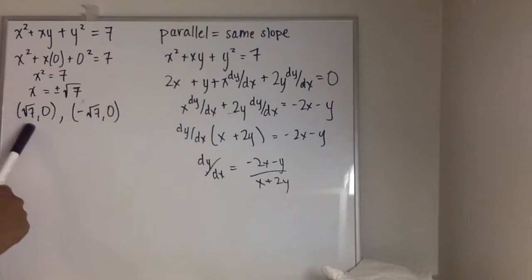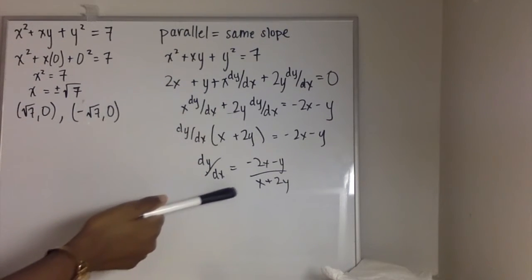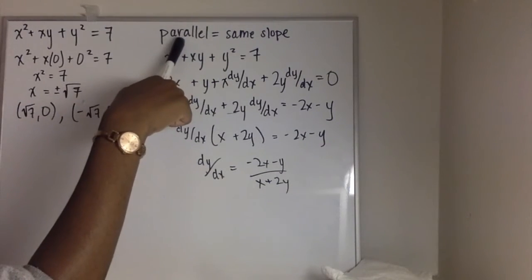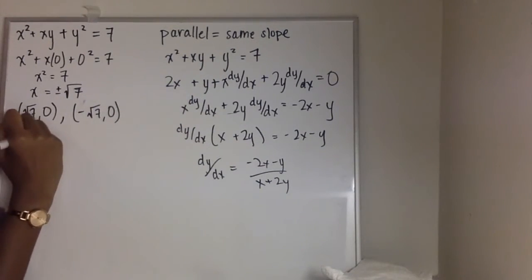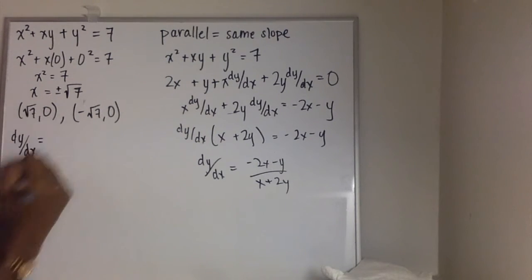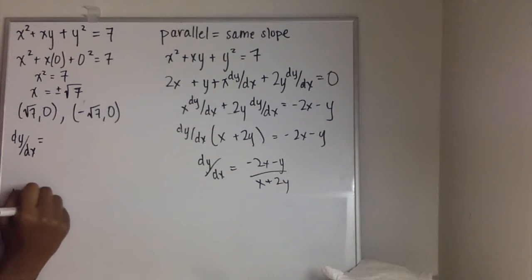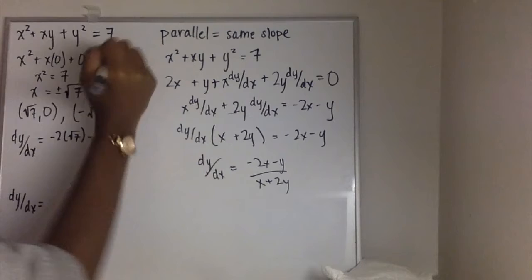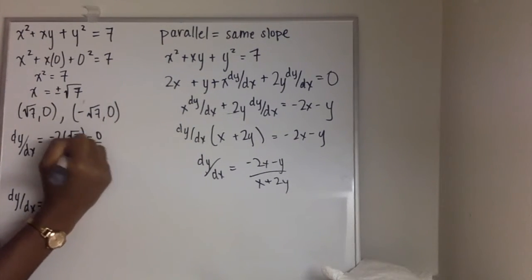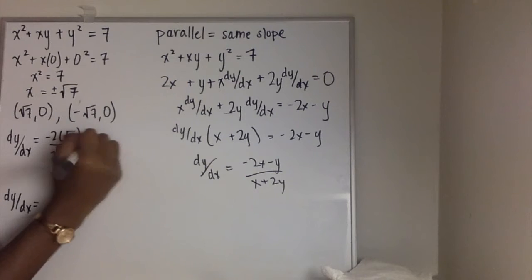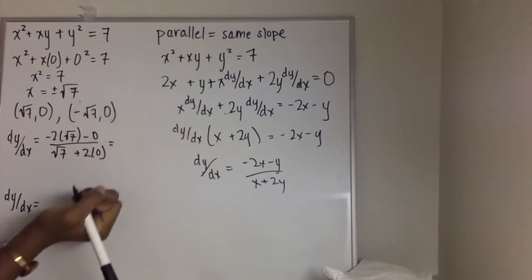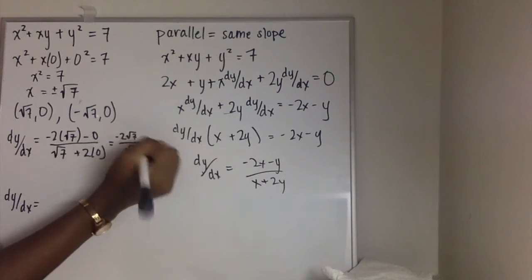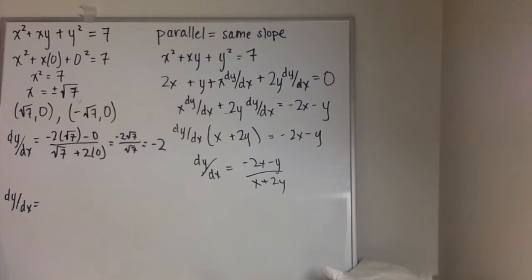Now we can plug in these two x's and y's in order to see if they are equal. If they are equal, meaning they have the same slope, then the tangent lines at these 2 points are parallel. So we're going to take this derivative, and we're going to plug in the 2 points. We're going to have negative 2 times the square root of 7 minus 0 over square root of 7 plus 2 times 0. So that equals negative 2 radical 7 over radical 7, which simplifies to negative 2.